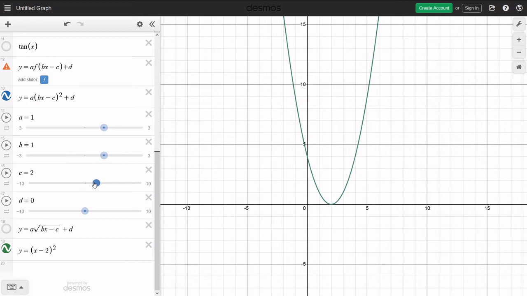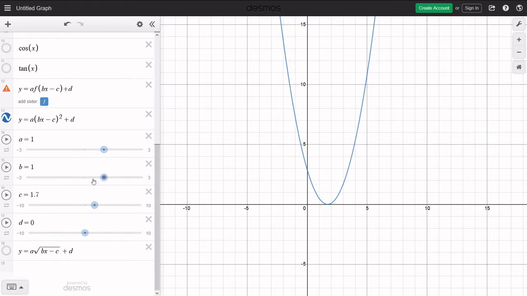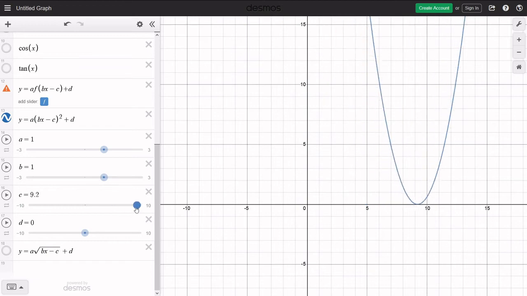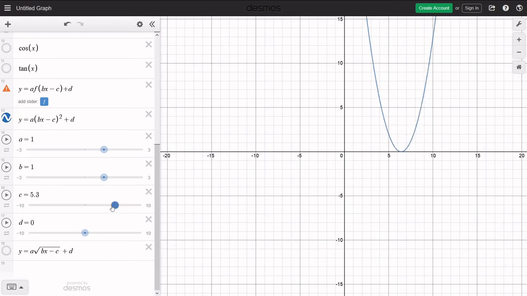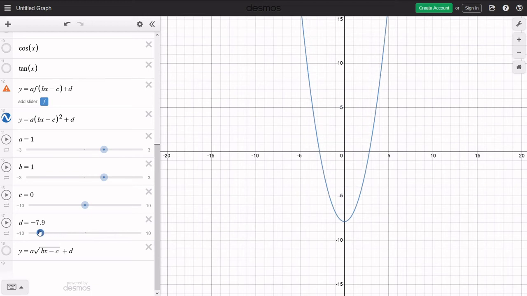If I move c just a little bit, you'll see that it just moves slightly. That's because it collapses down to this thing. a is 1, b is 1, d is 0. Okay. So if c is positive, then it just shifts it to the right. If c is negative, it just shifts it to the left. And if c is 0, we get right back to our center. D is similar. If d is positive, it shifts it up. If d is negative, it shifts it down.